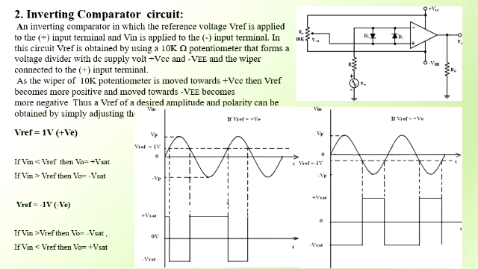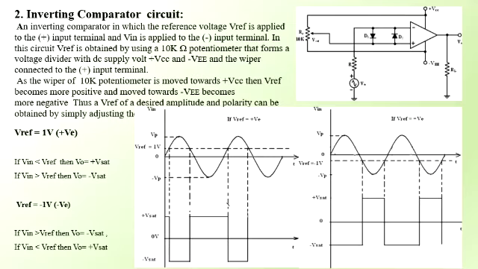Now we can understand the construction of the circuit diagram. After the circuit diagram, now the operation of the inverting comparator circuit. Let us understand these two types of reference voltage: one is with positive reference voltage, another is negative reference voltage. Let us take one example where V reference voltage is plus 1 volt.